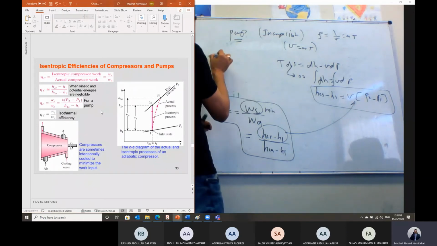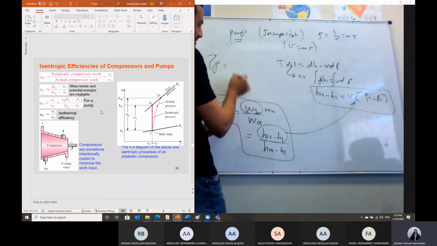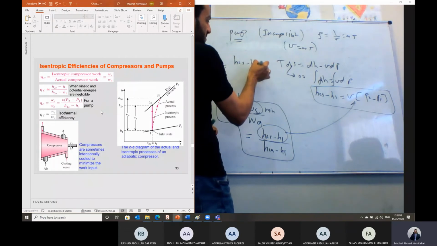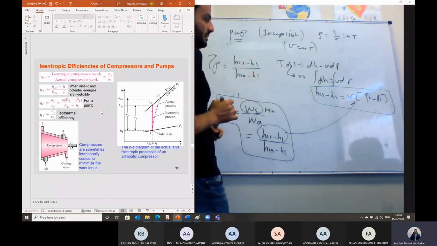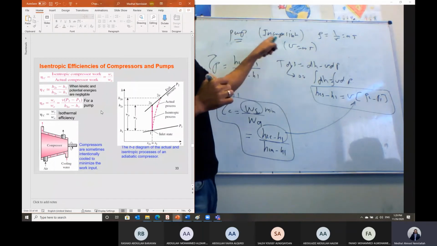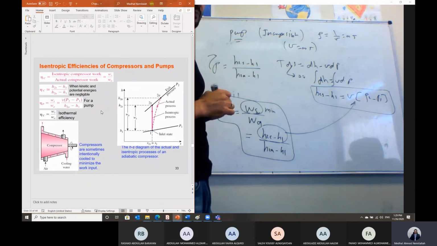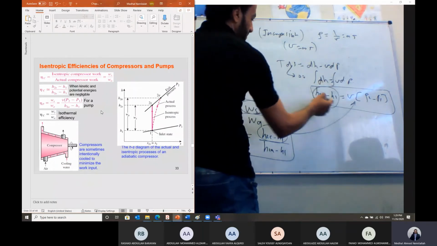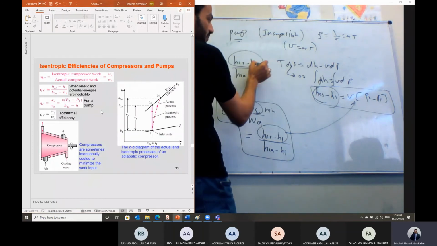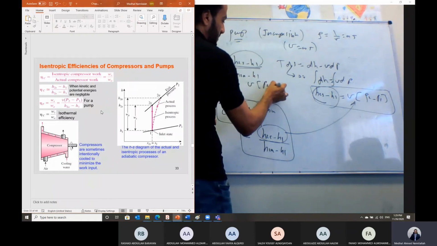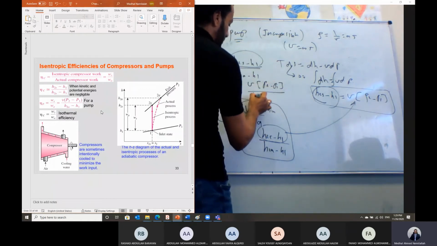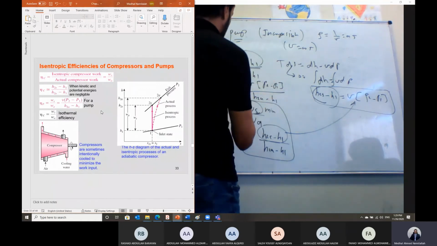So the isentropic efficiency for the pump is the same as the compressor: H2S minus H1 divided by H2 actual minus H1. But in case of an incompressible substance, for the case of a pump, we can replace the isentropic delta H with V multiplied by P2 minus P1, divided by H2 actual minus H1.